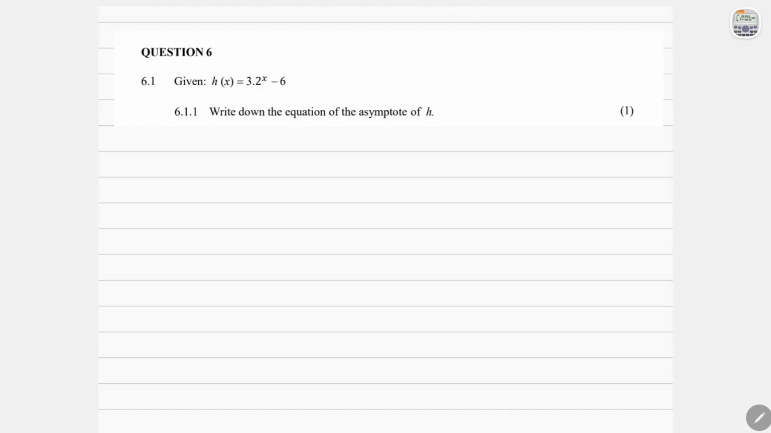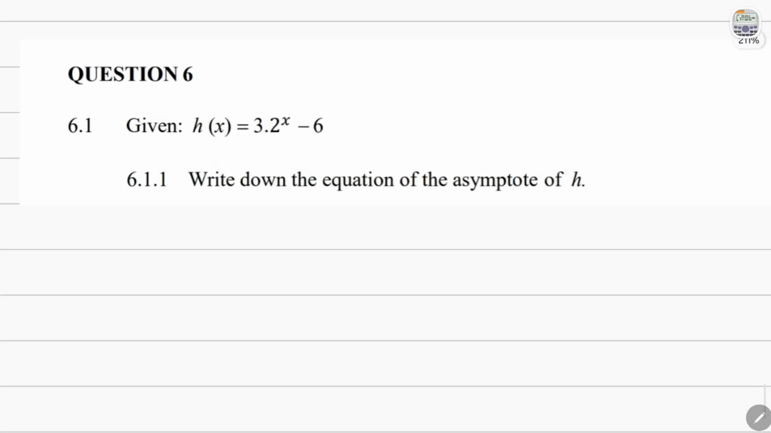Question 6.1 says, given h of x is equal to 3 times 2 raised to the power of x minus 6, 6.1.1 says, write down the equation of the asymptote of h. So this is an exponential function, and an exponential function only has one asymptote, specifically a horizontal asymptote. It is in the form of y equals a multiplied by b raised to the power of x minus p, plus q. And the value of q, that is your horizontal asymptote.